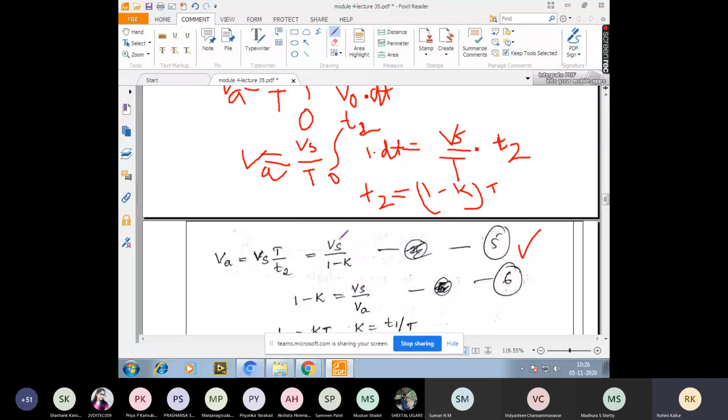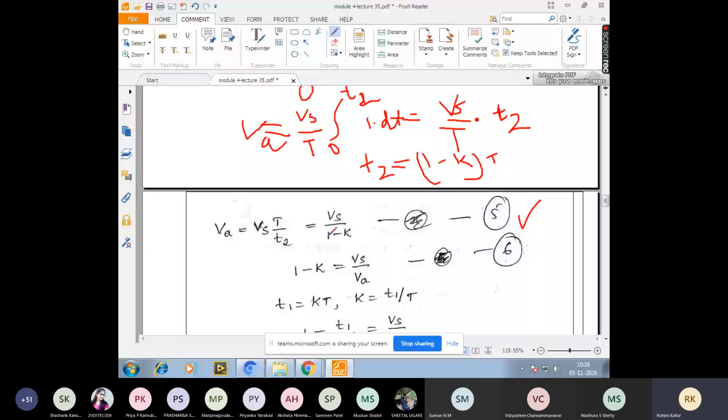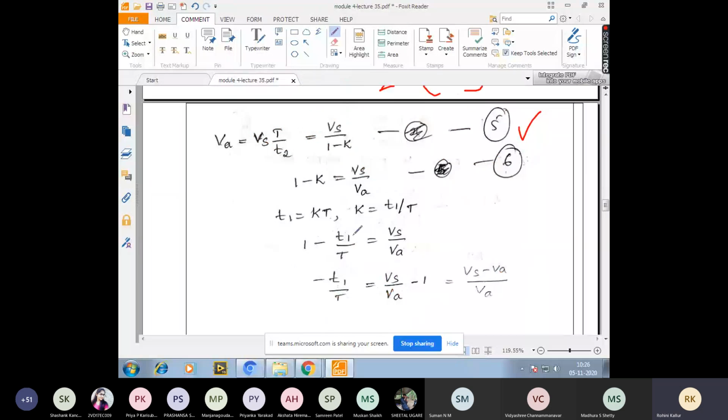Then what I have, Vs divided by 1 minus K is equal to VA. I want the equation in terms of K. So I'll keep this to the other side. So 1 minus K is equal to Vs divided by VA. And this K value is the on period. So 1 minus T1 divided by T2 is equal to Vs divided by VA. I'll send this to the other side. So it will be minus 1.